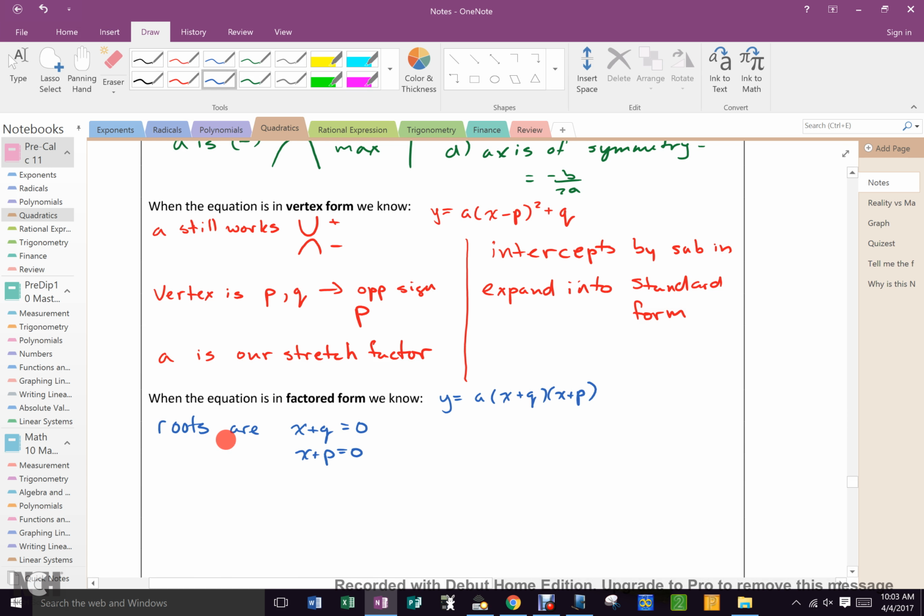Okay? I don't want to say what you said, Bryce, because sometimes you have to solve it, right? If it was 2x minus 1, the root is positive 1/2, right? You got to solve it. It's not just the opposite sign. Understand? Okay.